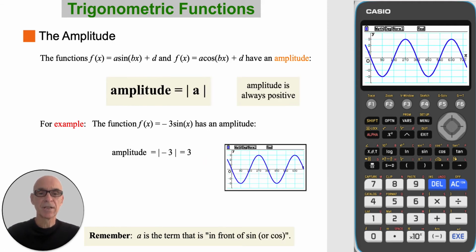Sine and cosine functions have an amplitude equal to the absolute value of a. Amplitude is always positive. For example, the function -3 sin x has an amplitude of 3, since the absolute value, or the positive value, of -3 is equal to 3. Remember, a is the term in front of the sine or the cosine.